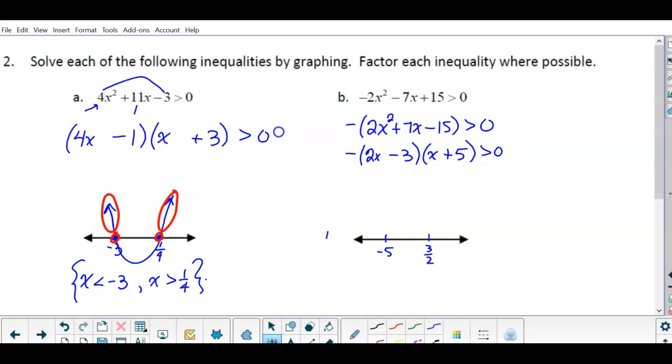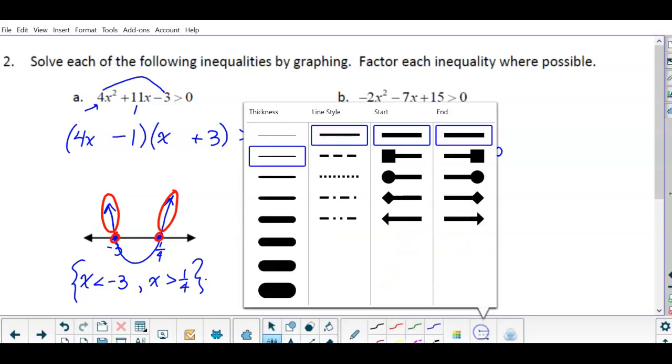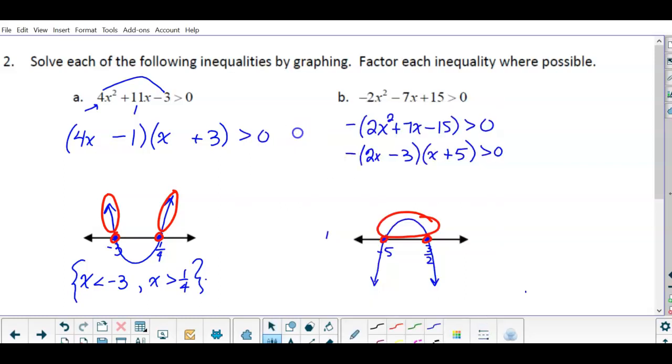It's got a negative leading coefficient. I haven't divided by a negative. So now I'm looking for when this is greater than 0. So I'm looking for this. Again, open circles there. The red part is just a rough sketch. It's not really a correct, proper solution, right? So now I want x values between negative 5 and 3 over 2, and no equal sign on those.